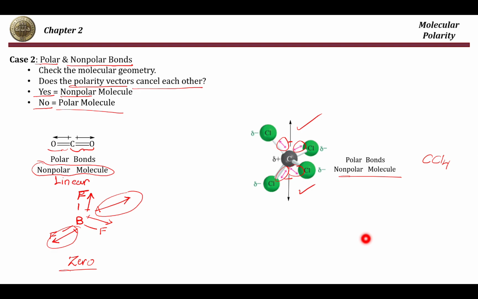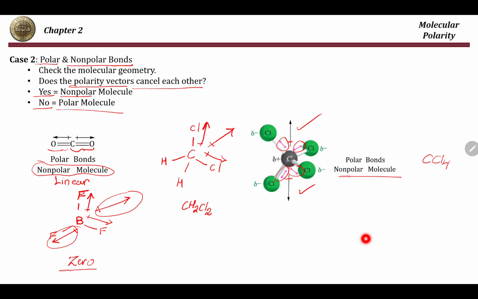Whereas, if, for example, I was asked about the polarity of dichloromethane, which is a compound that consists of two hydrogens and two chlorines, then in this case, the molecule will be considered as a polar molecule. Why? Because I have two polar carbon-chlorine bonds, and this is the resultant or the sum vector, and it is not cancelled by any other one. That's why dichloromethane, or CH2Cl2, is considered as a polar molecule.